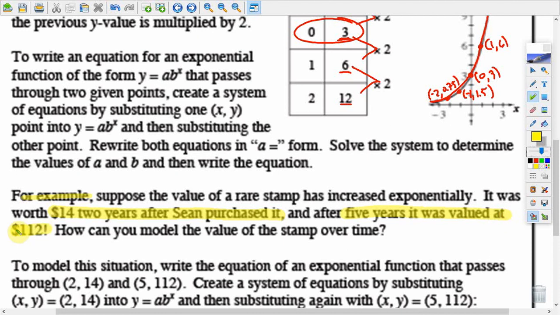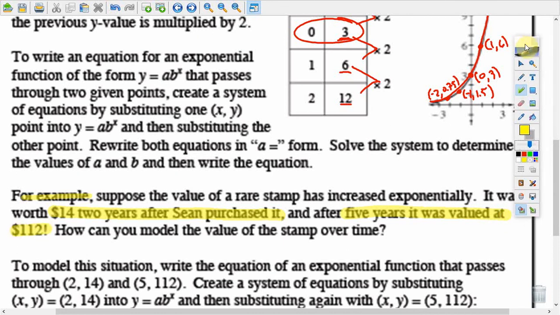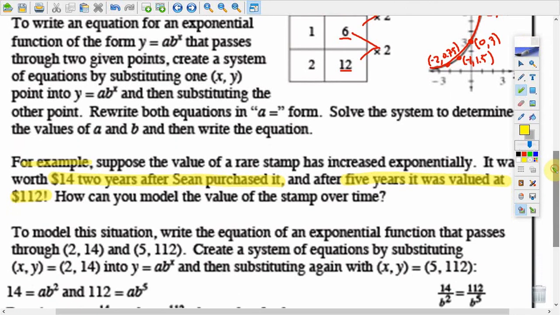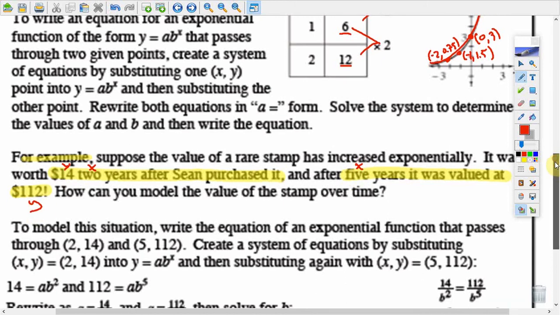So we're going to know 2 points on this graph. If you think about it in terms of graph, we know that when x is equal to 2, y is equal to 14. We know that when x is equal to 5, y is equal to 112. So let's go on here.